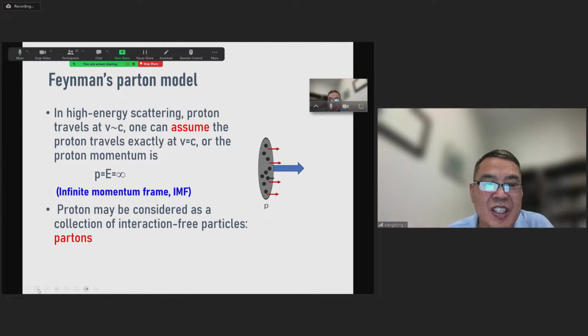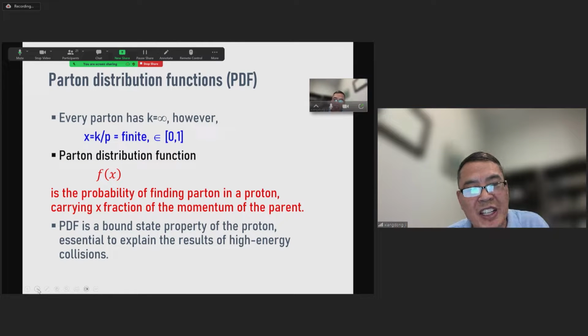So we all know the Parton model is extremely useful, and it formed the basis for explaining high energy scattering. The essence of the Parton model is that we talk about high energy scattering, where a particle travels at near the speed of light. The assumption of the Parton model is that we just consider it travels at the speed of light, or the momentum of the proton or hadron is equal to infinity. And that brings us to the infinite momentum frame. In this frame, the hadron, the proton, can be considered as a collection of interaction-free particles, which we call partons. And then we can count, or do statistics on, partons according to their longitudinal momentum. And then they introduce the Parton distribution function or Parton density. The x is the fraction of momentum carried by the partons.